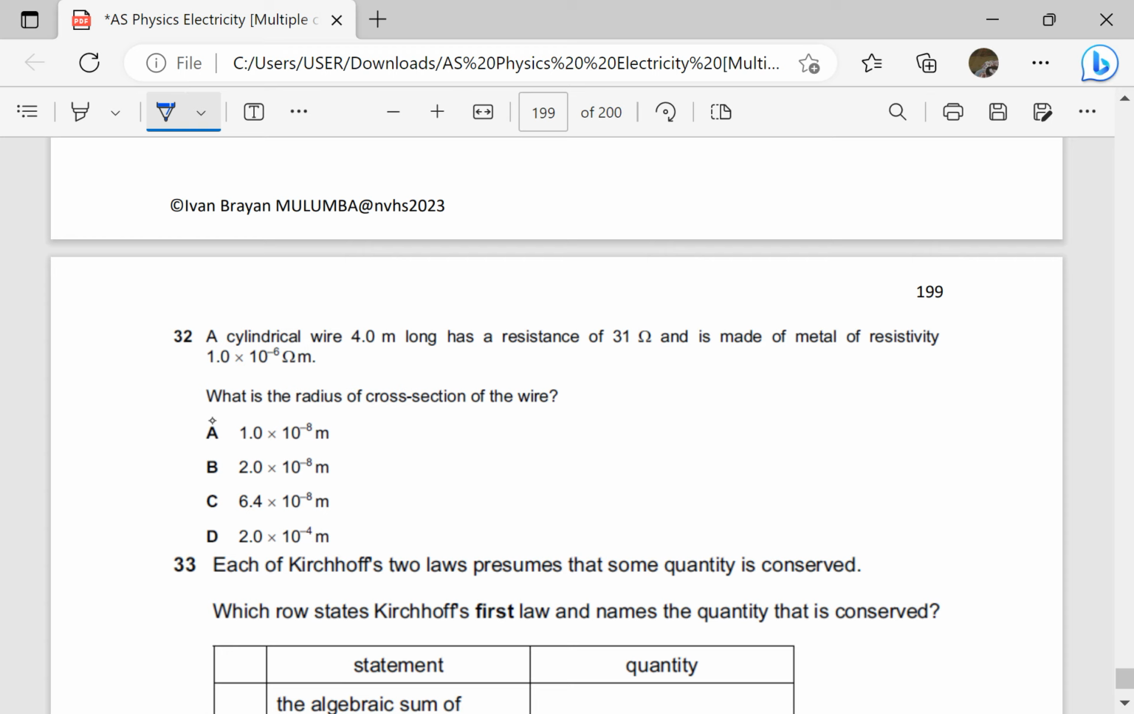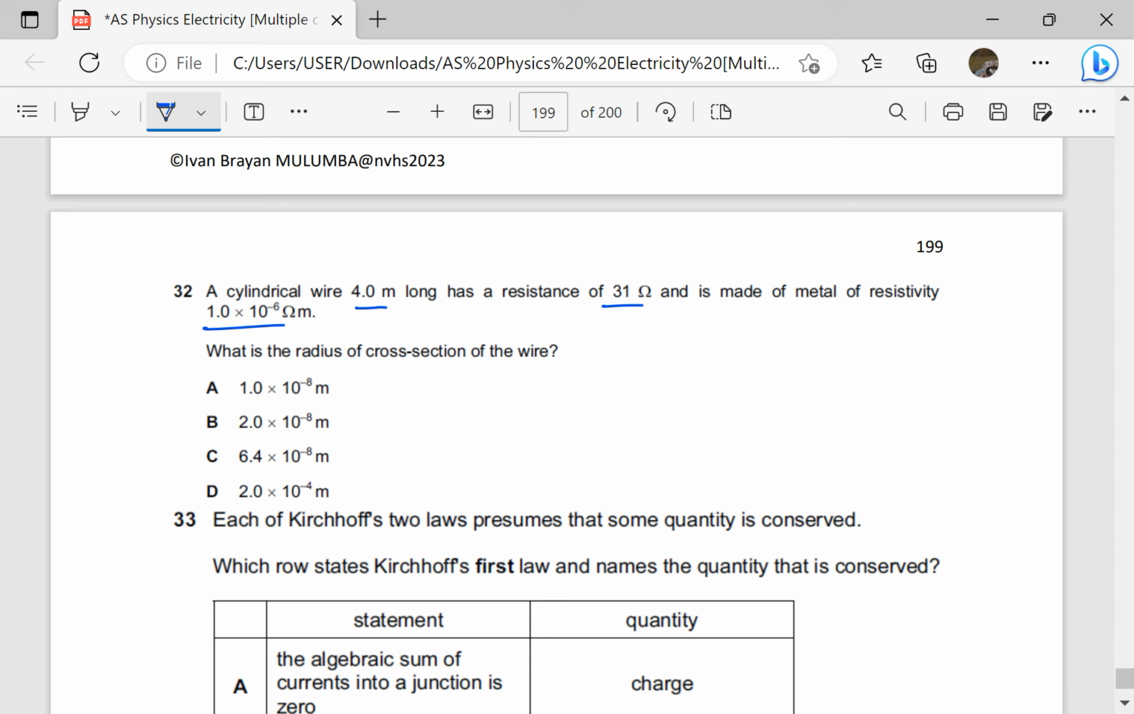A cylindrical wire 4 meters long has a resistance 31 ohms and is made of a metal of resistivity 1.0 times 10 power negative 6 ohm meters. What is the radius of cross section of the wire? So we know the resistance is equal to rho L over cross sectional area. Since they are talking about radius, this will be over pi r squared.